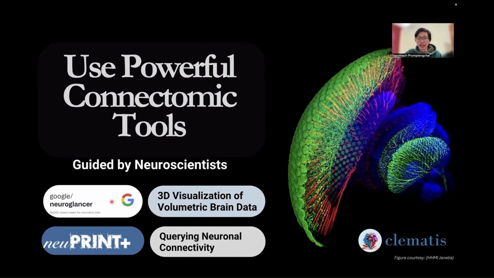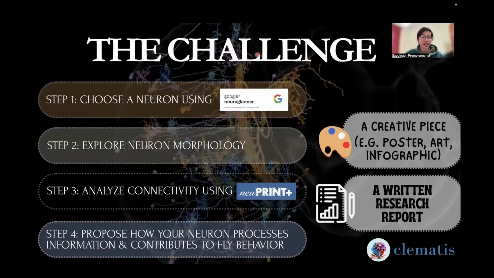We are going to use Neuroglancer. Like I said, Neuroglancer is a 3D visualization tool of volumetric brain data. Volumetric because the brain is in volumes. And we're going to use neuPrint to query neuronal connectivity. And what's the challenge? The challenge is you're going to choose a neuron in this brain. There are tons of neurons to choose from, and you can choose it from Neuroglancer, which I'm going to show you, or you can choose from the literature as well, as long as it belongs in this optic lobe dataset.